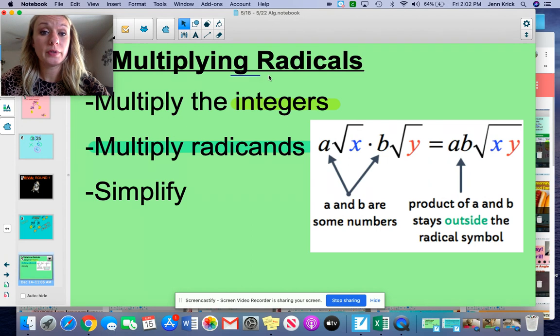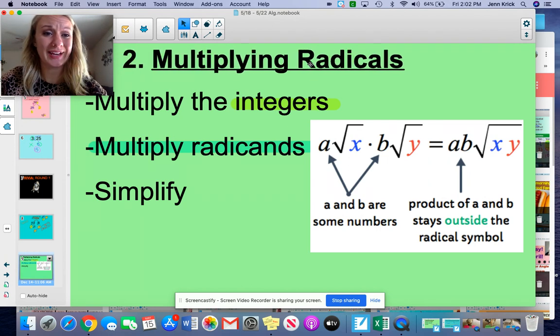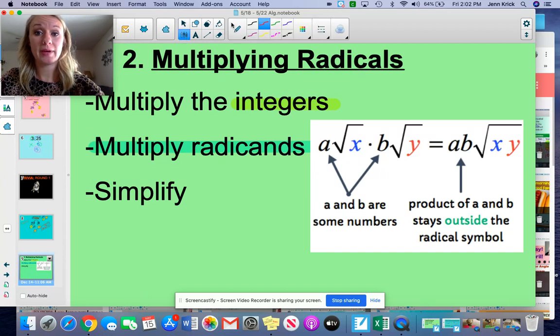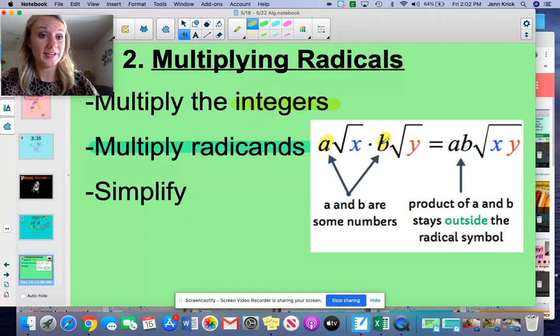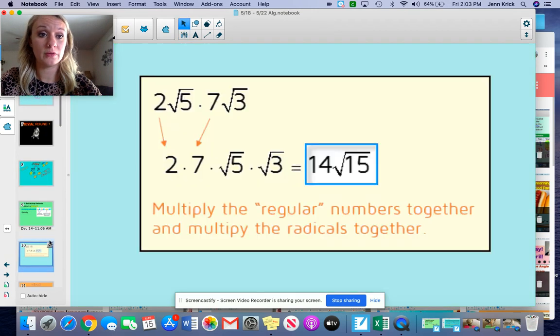All right, so now we're going to move on to a little bit of a different, kind of the same, topic. We're going to talk about multiplying radicals, and we actually touched on this on the last slide. When we multiply radicals, essentially what you're doing is you're going to multiply the integers on the outside. Anything that's on the outside, you're going to multiply those together. And then you're going to multiply together whatever's underneath your radical and combine it as a single product underneath your radical sign.